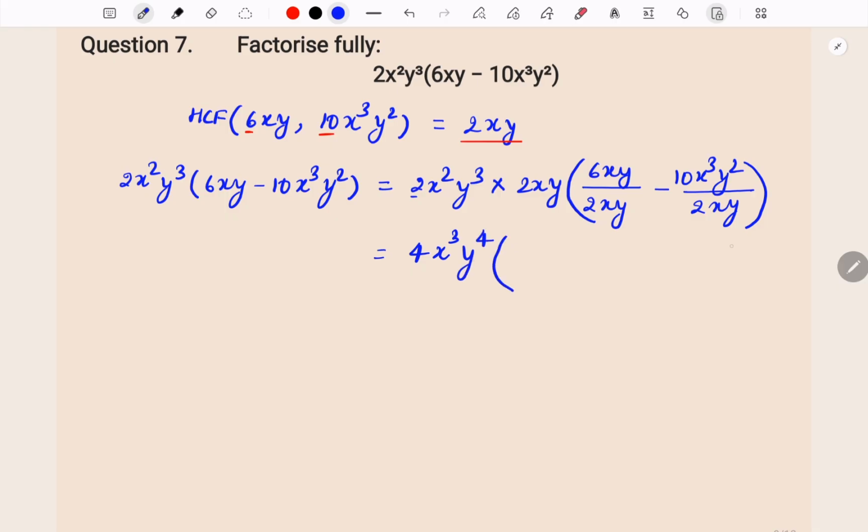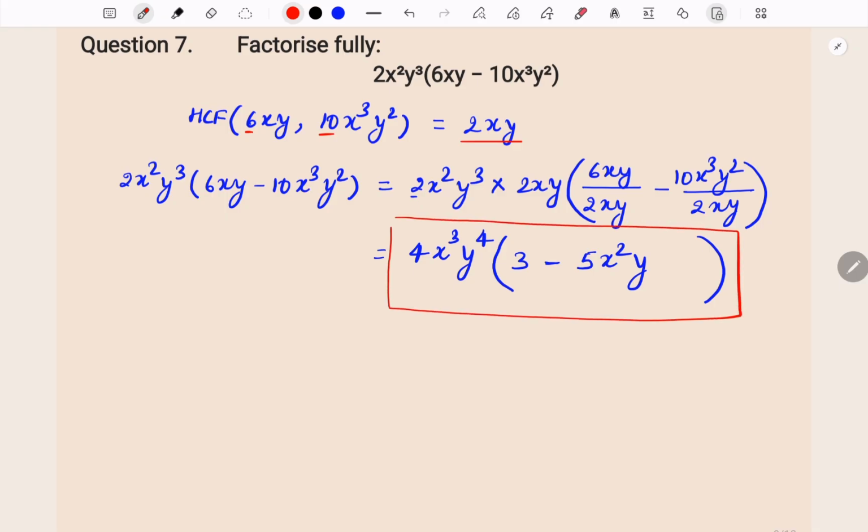Okay, so now let's simplify inside the bracket. Here we have 6xy over 2xy. Okay, simply this is 3, right? And let me put a negative sign here. 10 over 2 is 5. X cubed over x is x squared. And y squared over y is simply y. Okay, so here we have 4x cubed y raised to the power of 4 multiplied by 3 minus 5x squared y, and this is our final answer.